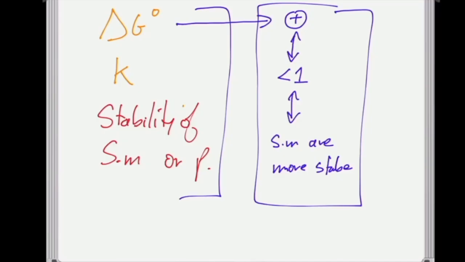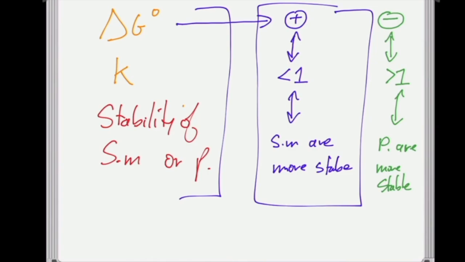At the same point, if we made the corollary, if we said that this was negative, then that must mean this is going to be greater than 1, which also means that my products are more stable. Again, all three things are synonymous.